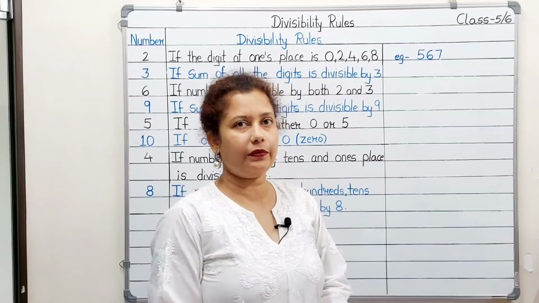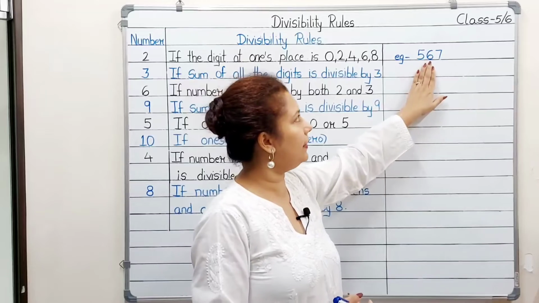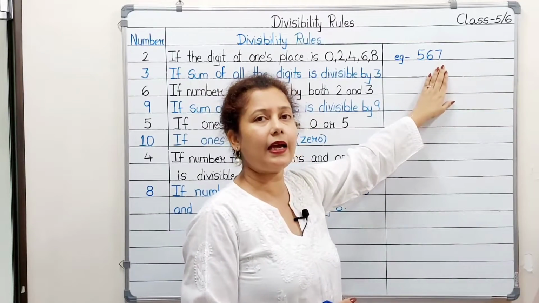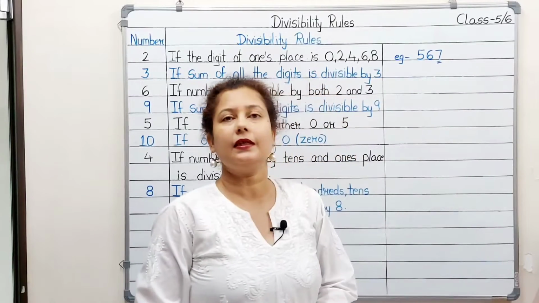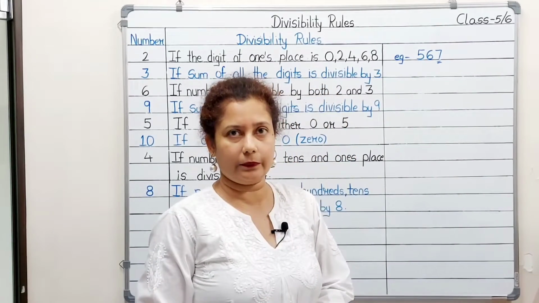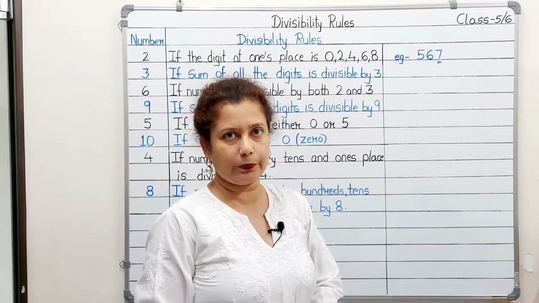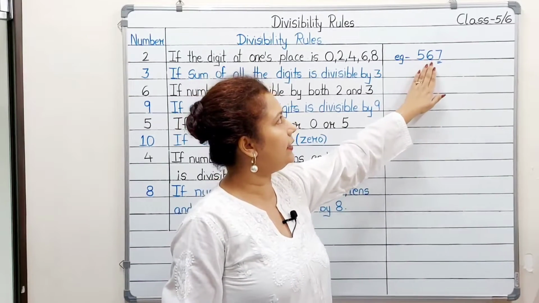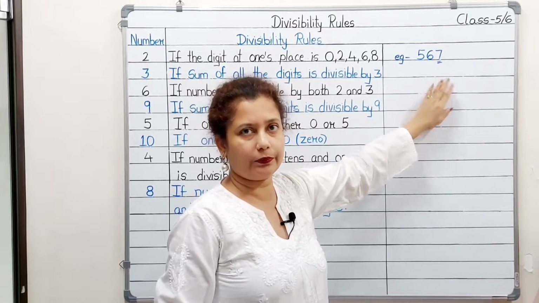One more example we will see. Here the number is 567. The digit at one's place is 7. That means this is an odd number. An odd number is not completely divisible by 2. So 567 is not divisible by 2.